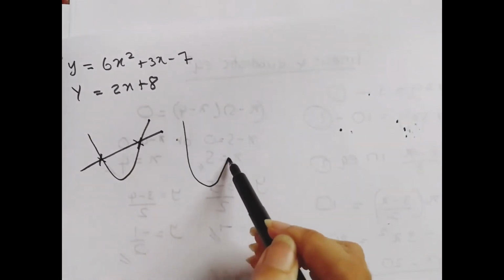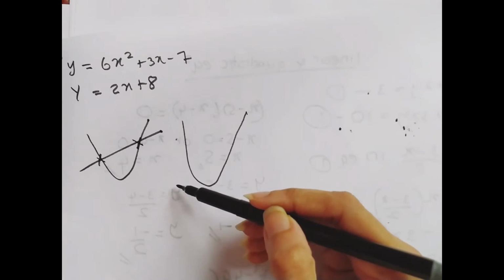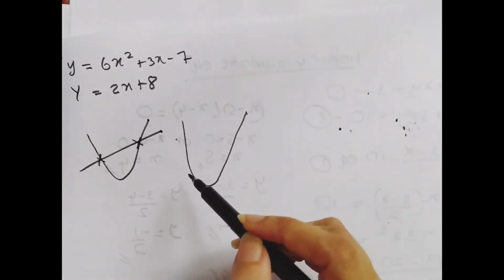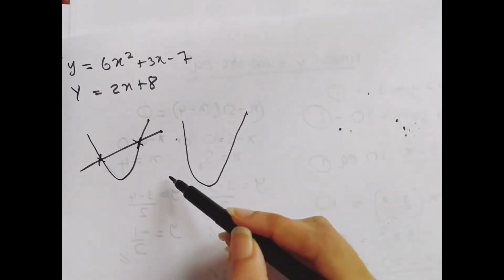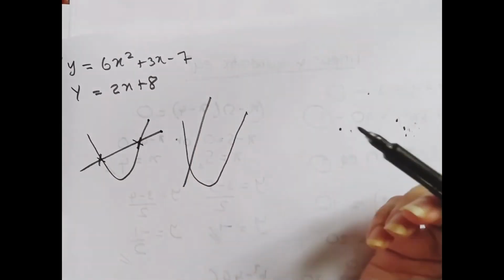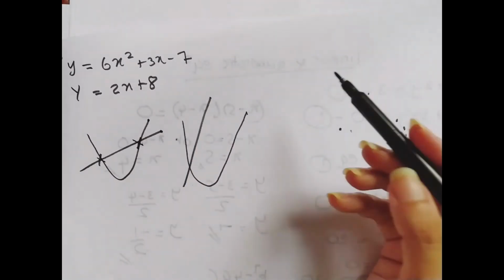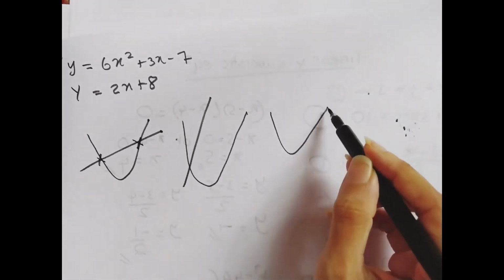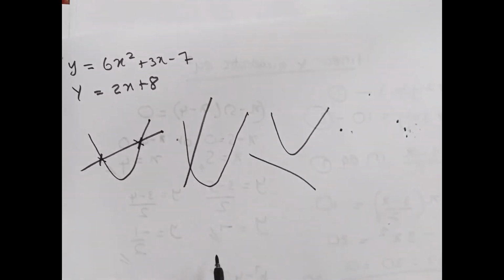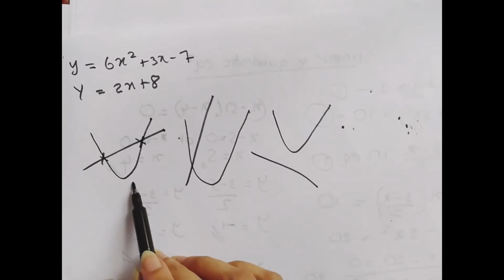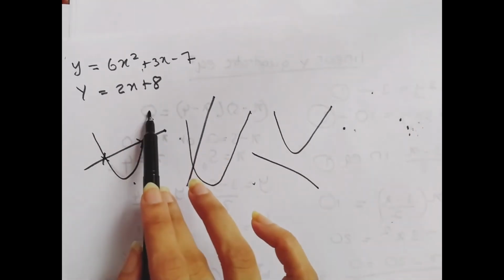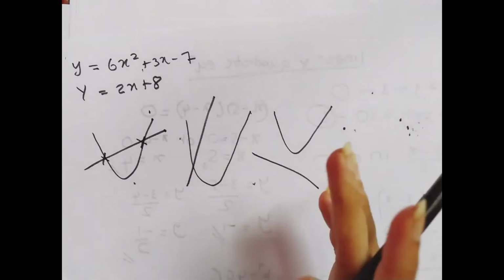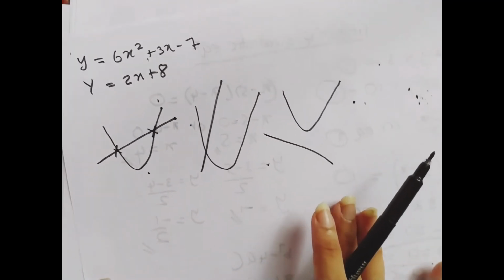But there can be instances where it cuts only at 1 point. Okay. So if it is something like this, it will cut only at 1 point. Or else there can be instances where it will not cut at any point. So how are you going to know whether there is an intersection for this? For that, as I explained, you have to use the discriminant.